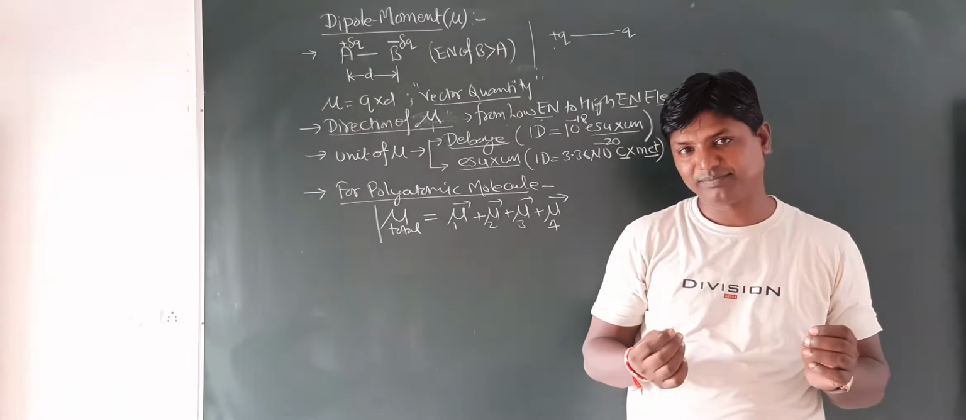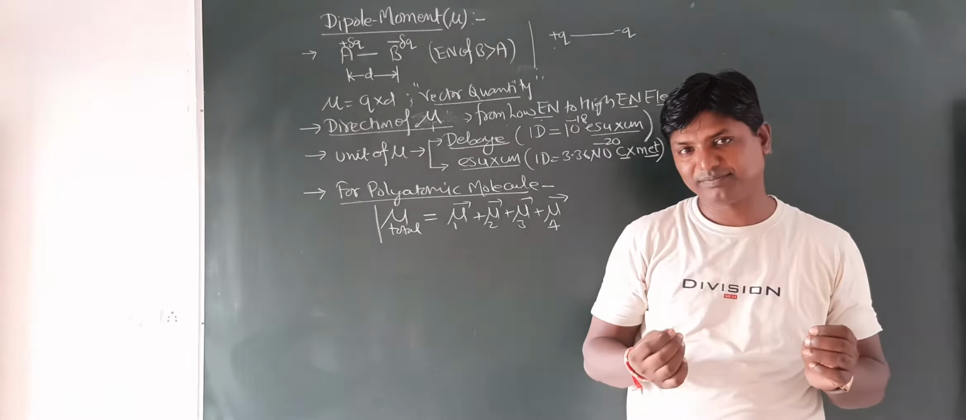Okay. Now what is the dipole moment? Dipole moment is a vector quantity. So we have to show the direction of dipole moment. Its direction is from low electronegative element to high electronegative element. So if you want to show the direction in the AB system, it will be from A atom to B. Correct? So the direction of dipole moment is from low electronegative element to high electronegative element.